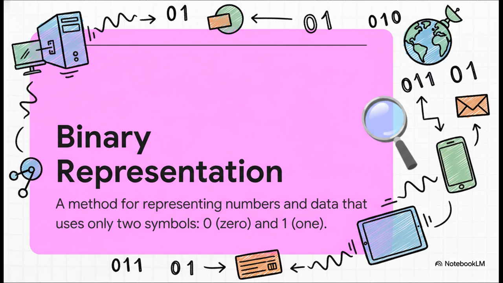So this whole method has a name. It's called binary representation. It's what we call a base 2 system. And you've got to understand, this is the universal language. Every single modern computer, every smartphone, every digital device on the planet, they all speak binary.